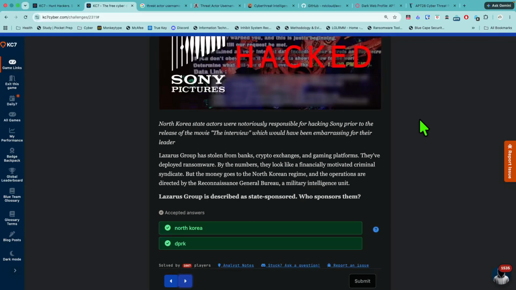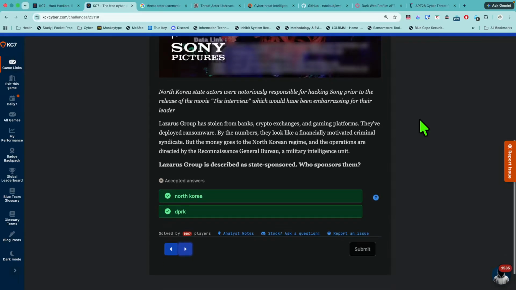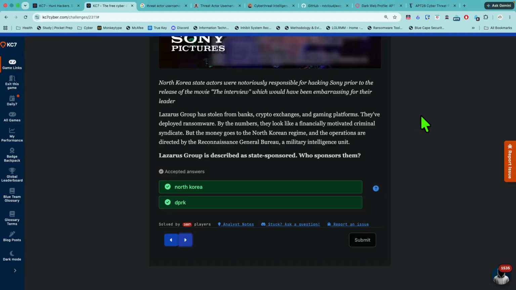By the numbers, they look like a financially motivated criminal syndicate, but the money goes to the North Korean regime, and the operations are directed by the Reconnaissance General Bureau, which is a military intelligence unit. Alright, let's answer the question. Lazarus Group is described as state-sponsored. Who sponsors them? We can see here the money goes to the North Korean regime, and their operations are directed by the Reconnaissance General Bureau, a military intelligence unit. So that's going to be our answer.